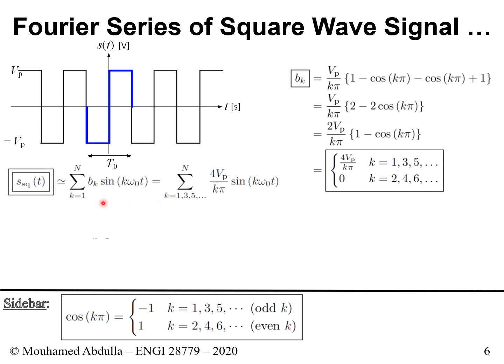harmonics. But be careful, the summation will not go from 1, 2, and so on. It will only take indices that are odd. So 1, 3, 5, 7, and it goes all the way to the nth harmonic. And essentially, the nth harmonic should also be an odd value.